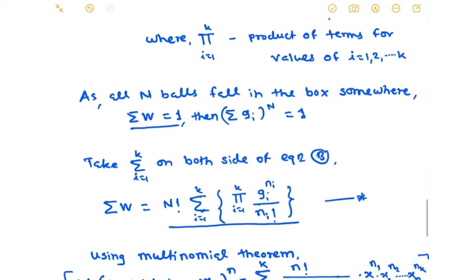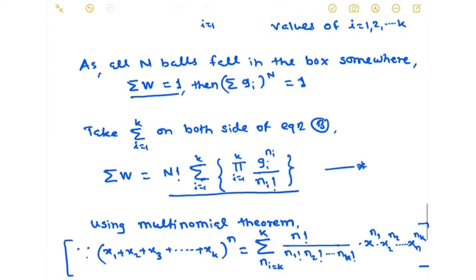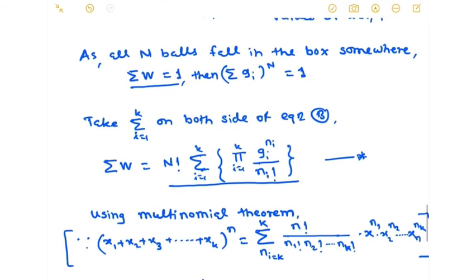Now what is the multinomial theorem? That multinomial theorem we write here. The multinomial theorem is: the summation xi raised to n, meaning x1 plus x2 plus x3 up to xk, raised to n, is equal to the summation over all values of n1, n2, n3 up to nk of n factorial divided by n1 factorial into n2 factorial up to nk factorial, into x1 raised to n1, x2 raised to n2, up to xk raised to nk.